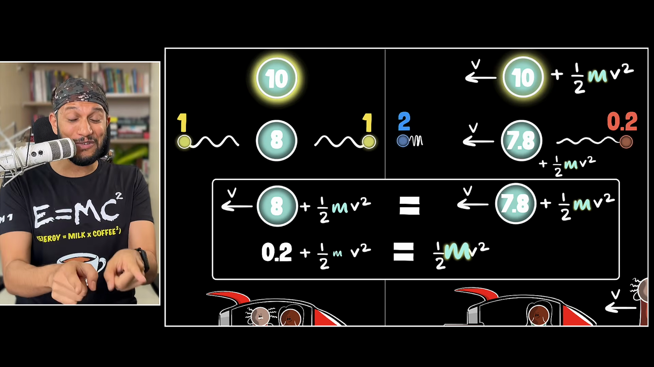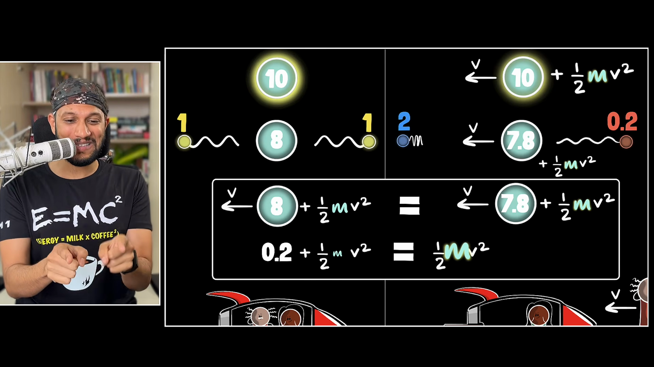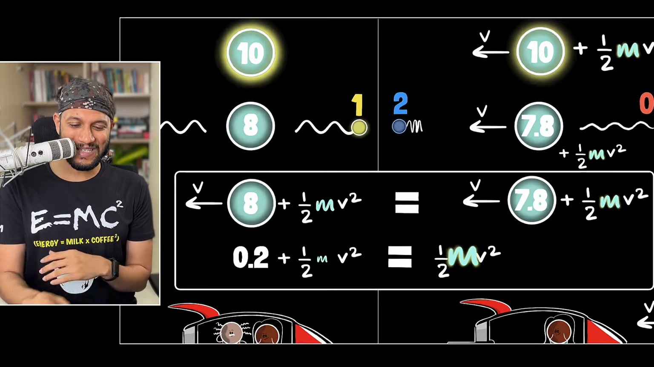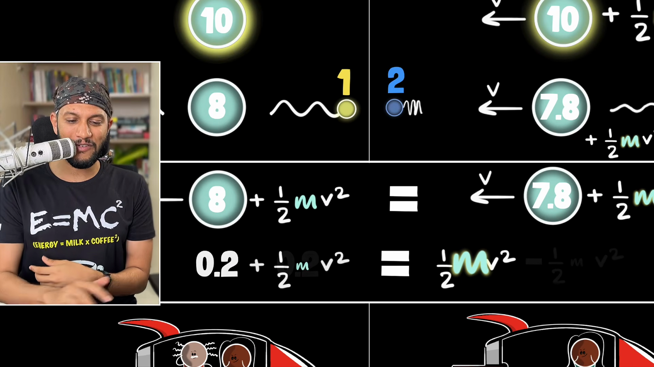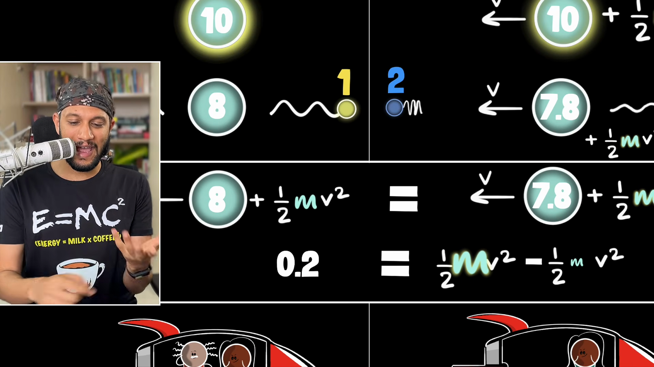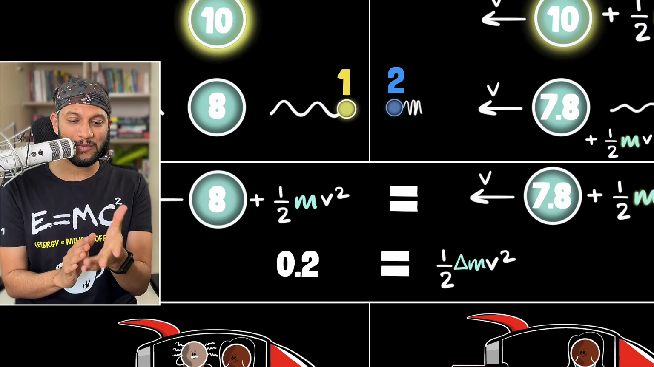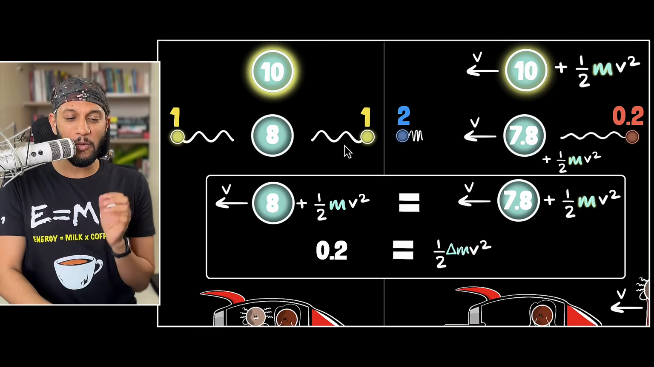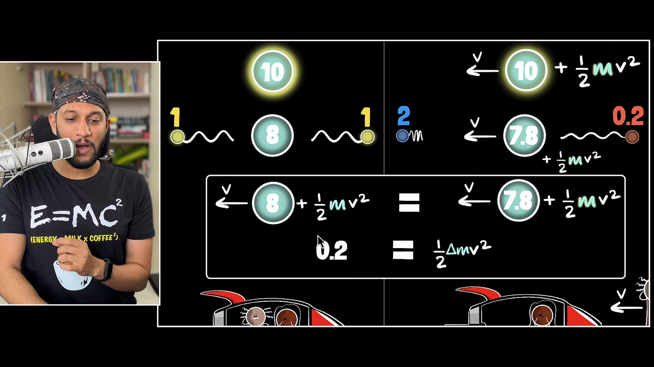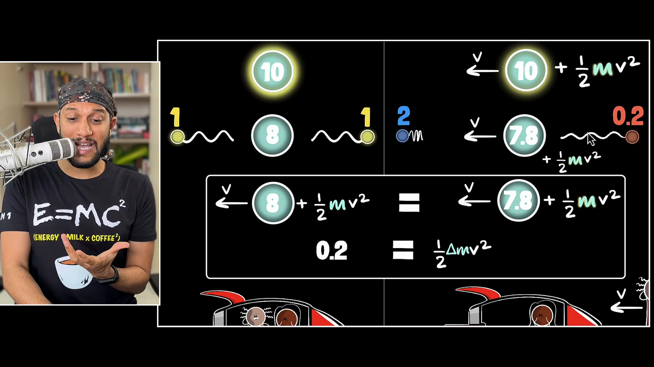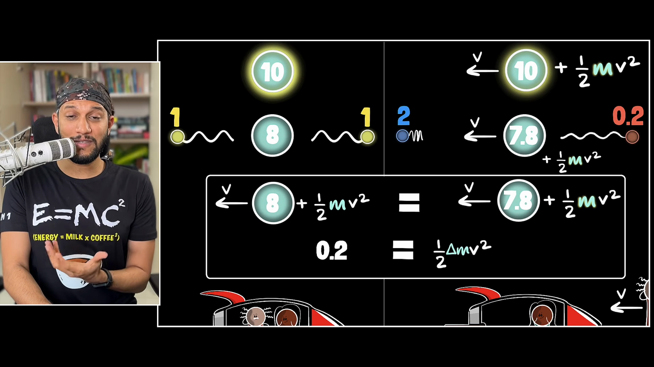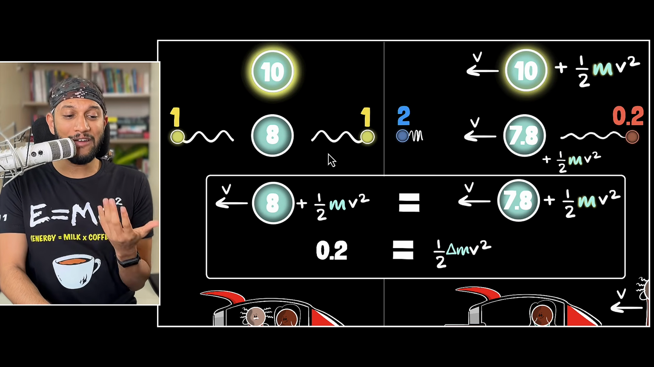Because now we need to figure out exactly how much mass it lost. So how do we do that, Einstein? Well, Einstein says, let's rearrange this equation, bring that half mv squared to the other side. And we can now write this as half times delta m times v squared equals 0.2. But what exactly is this 0.2? Well, Einstein reminds us that 0.2 is actually the difference in the photon's energy from the moving frame and from the rest frame.